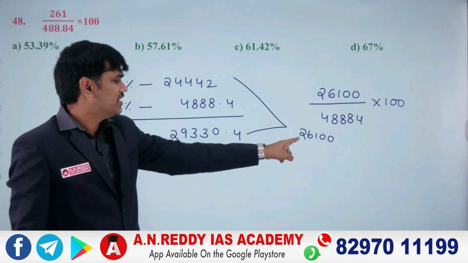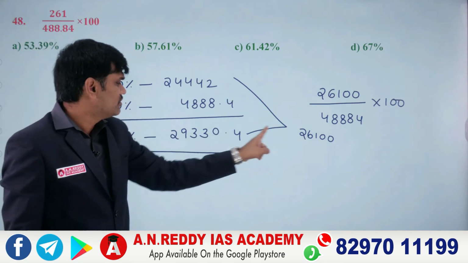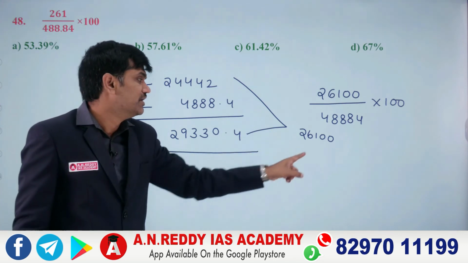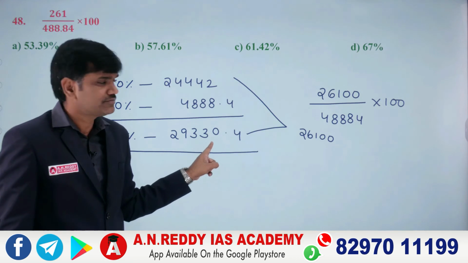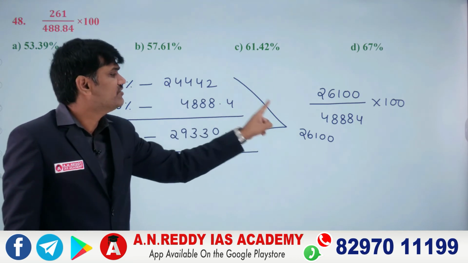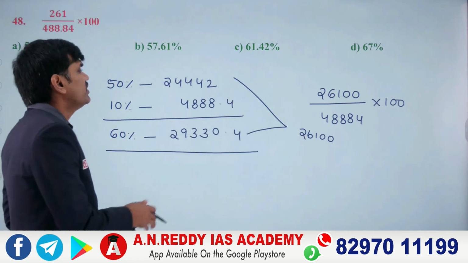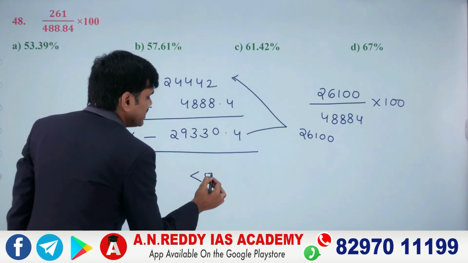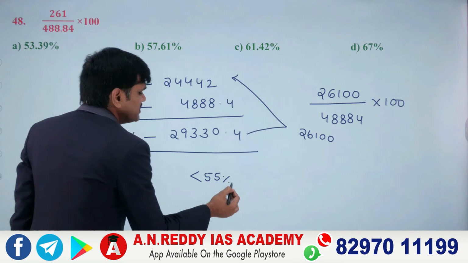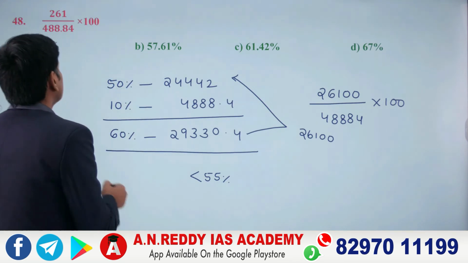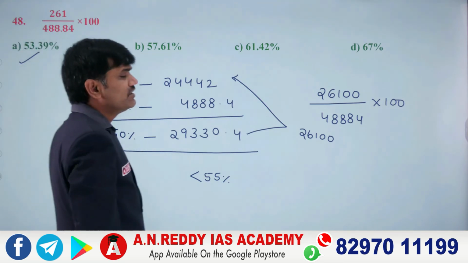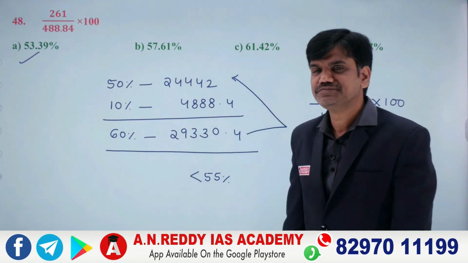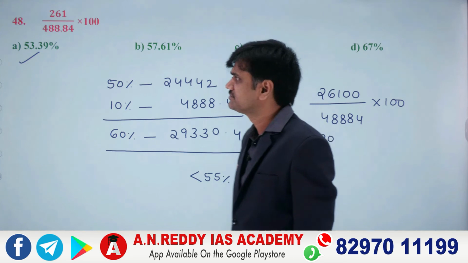From 26,100 to here I have to travel by around 3,000, something more than 3,000. From here to here it is not even 2,000, which means that it is more nearer to 50%. More nearer to 50% means that should be less than 55%. How many options are less than 55%? Only one. That should be option A. Is that clear? Please make a note of this.